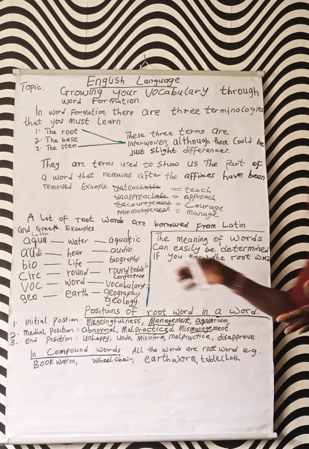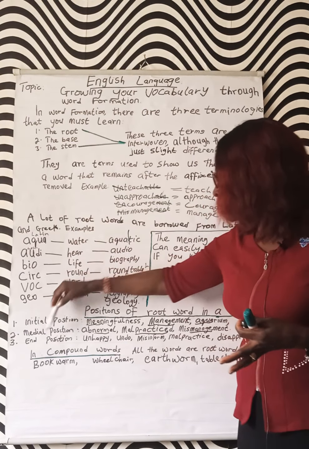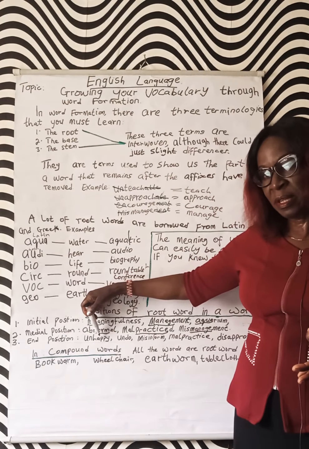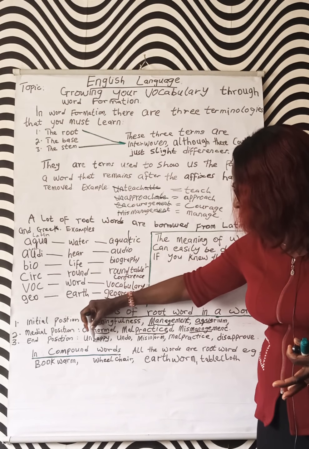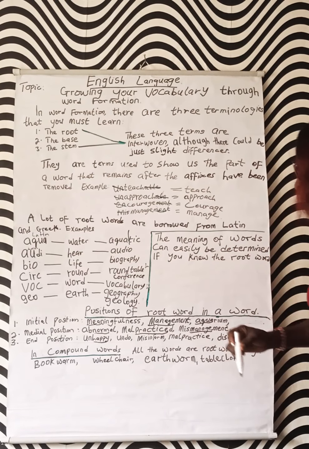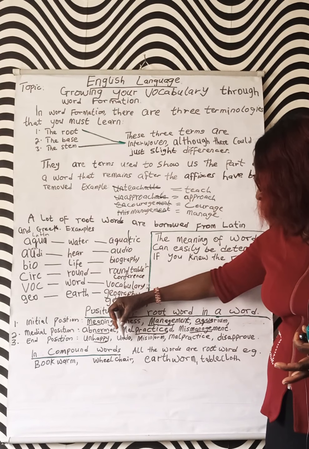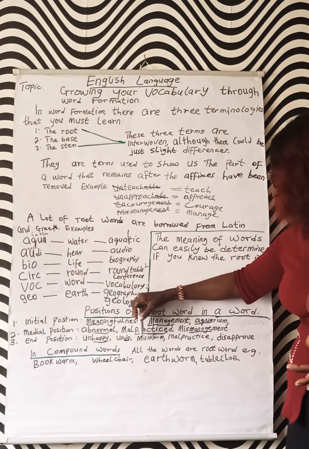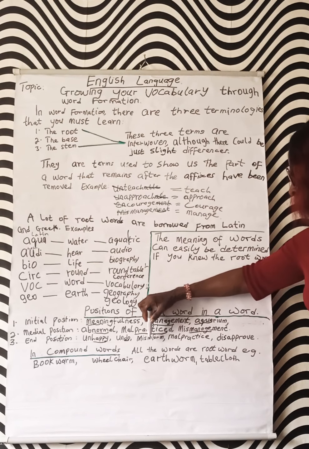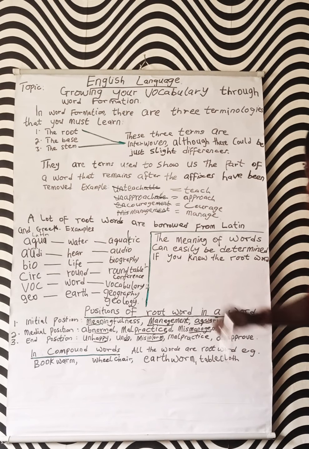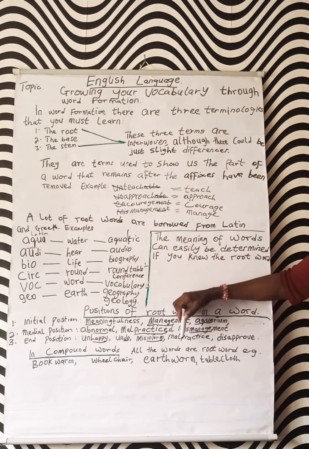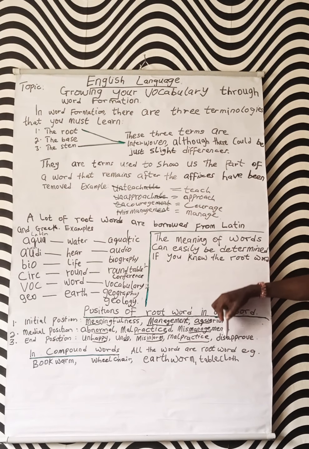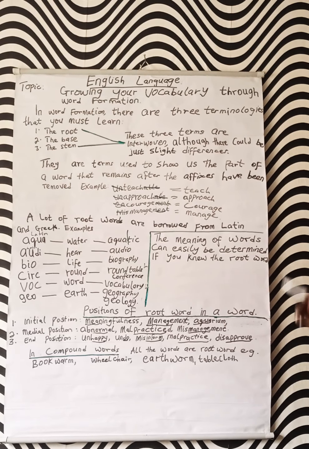That's the middle position. We can also have the root word in the end position of a word. For instance, we have unhappy. This is the end position of the word unhappy. And then we have undo. This is the end position of the word do, undo. Then we have misinform. This is the end position, that's inform. We have malpractice. This is the end position. Then we have disapprove. This is the end position, approve.